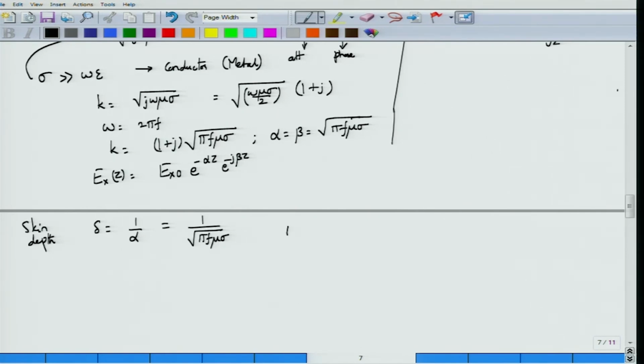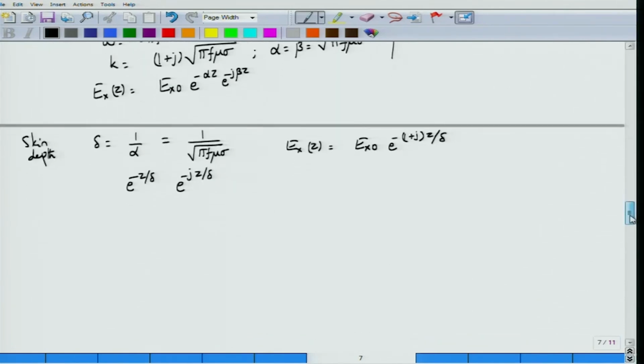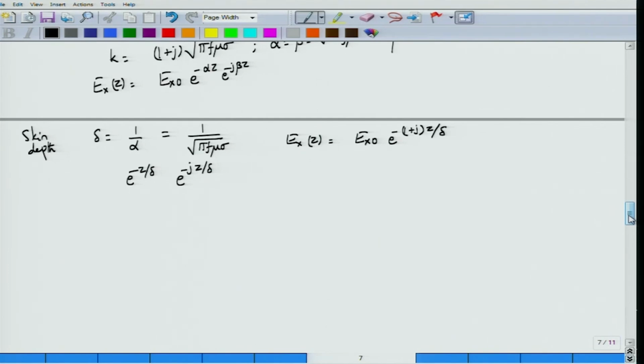Because of this, the electric field propagation inside a good conductor is equal to whatever the surface value or initial amplitude Ex0 that you have, times e to the power minus 1 plus j, z by delta. Its amplitude is going as e power minus z by delta, and its phase is changing as e power minus j z by delta. Now we will not discuss the phase, because phase is not very important at this point, but what we are interested in is the behavior of this e power minus z by delta.